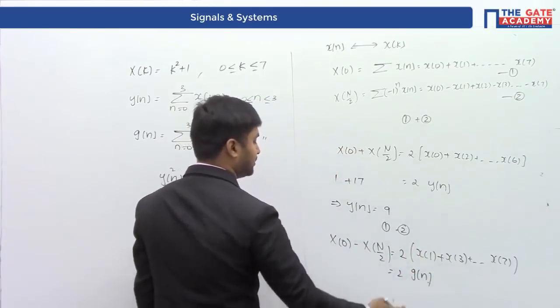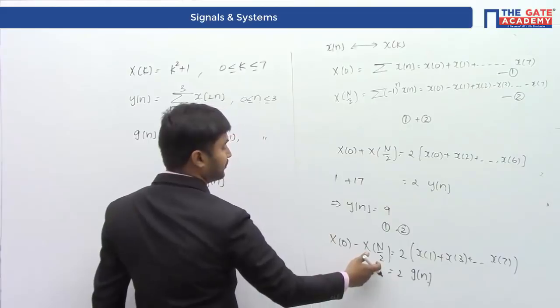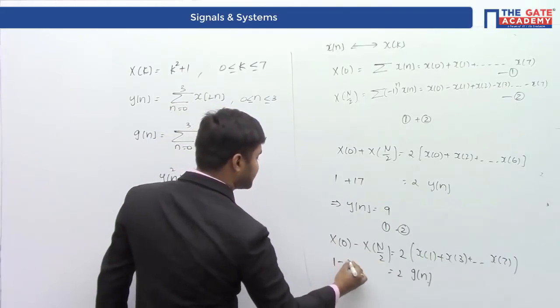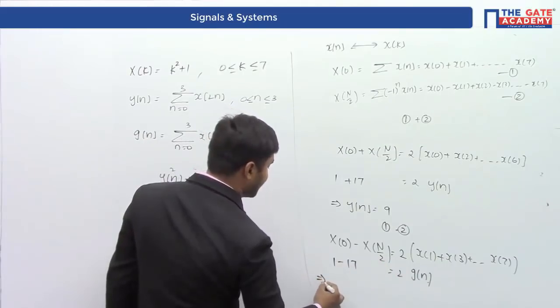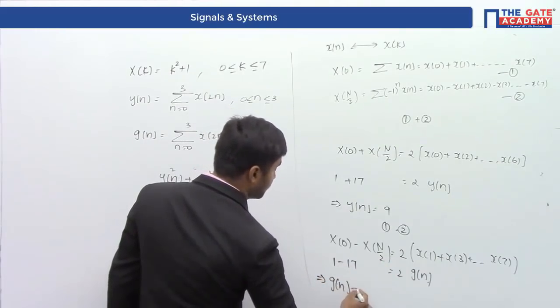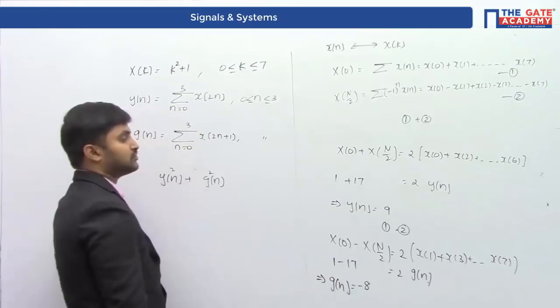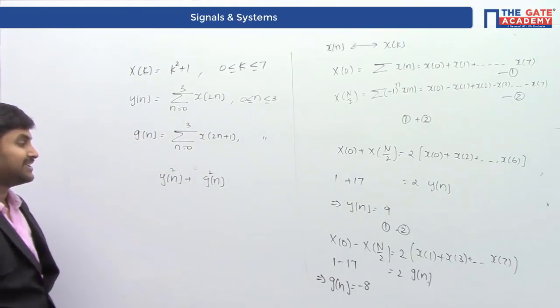And what is g of n? 2 times g of n is x of 0 minus x of n by 2. It is 1 minus 17, which is going to be minus 16. So the value of g of n is equal to minus 8. So y of n is 9 and g of n is minus 8.